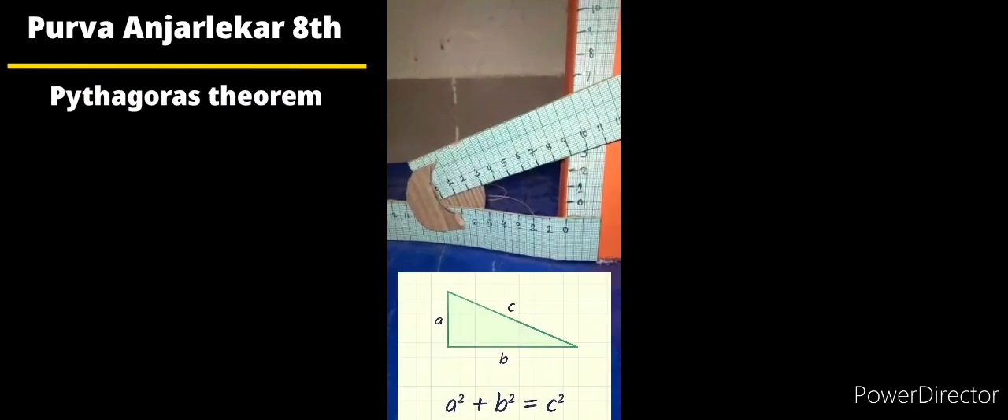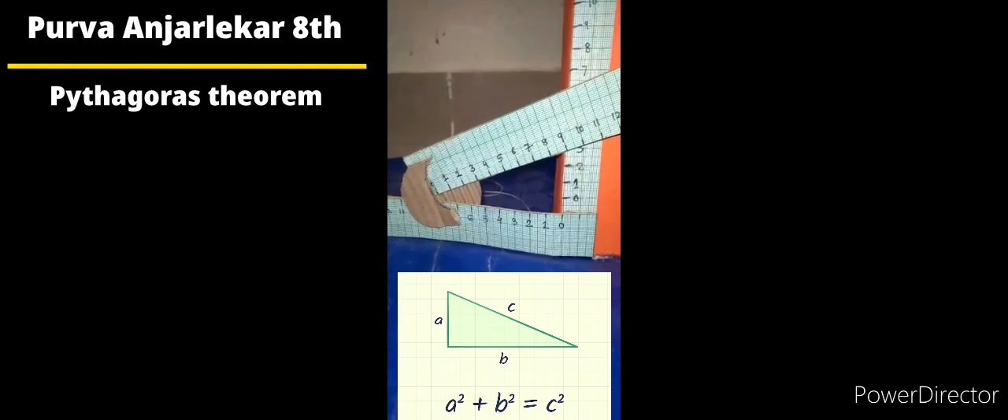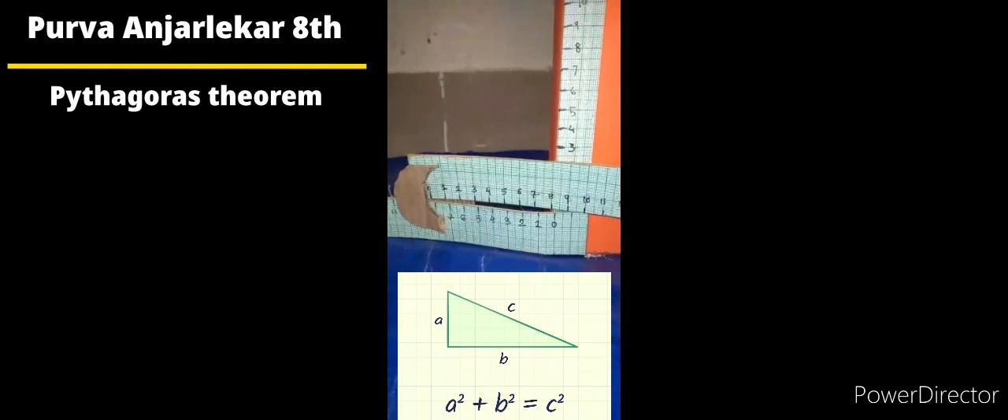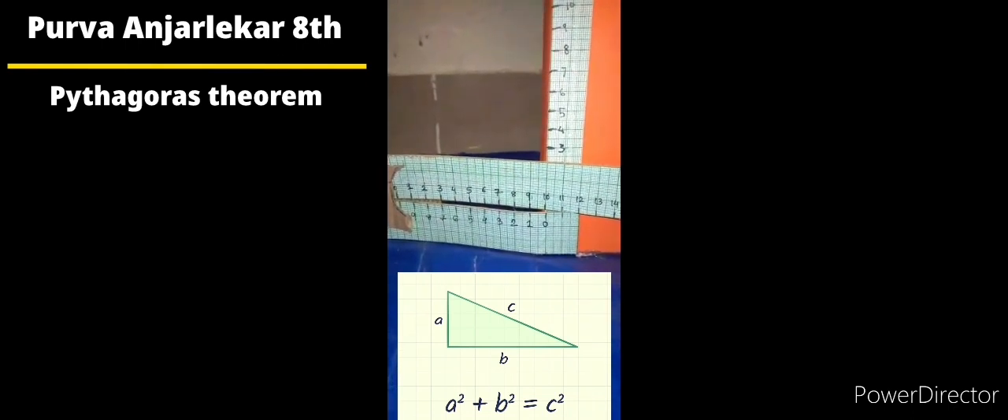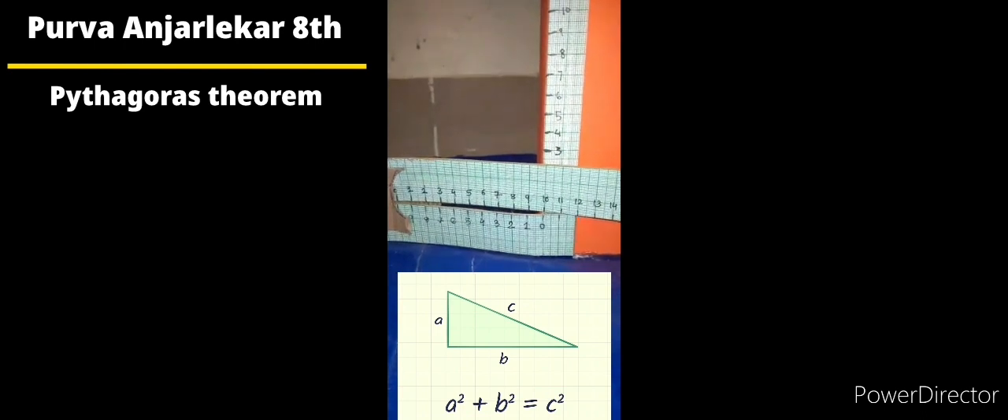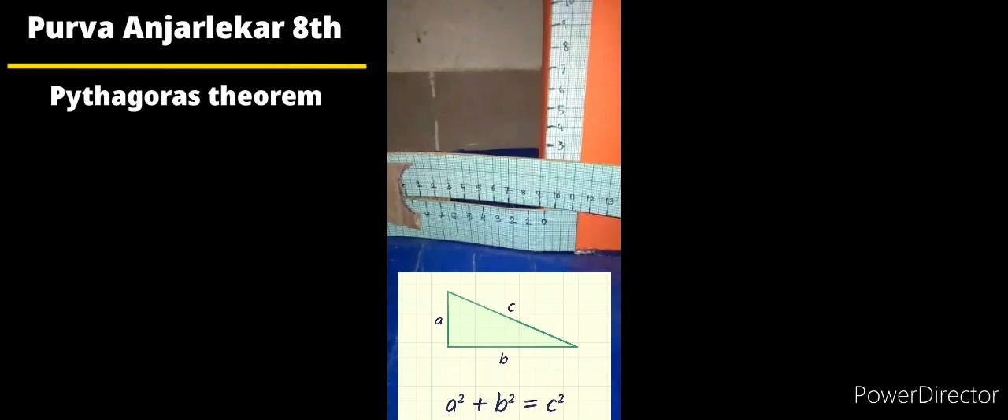This is the model of Pythagoras theorem. We can prove Pythagoras theorem by this model. It shows limited number of Pythagorean triplets. So now I am going to show one of them. I am going to show you 8 square plus 6 square equals 10 square. So we will take 8 square on the base. This is the base. So we will take 8 square.